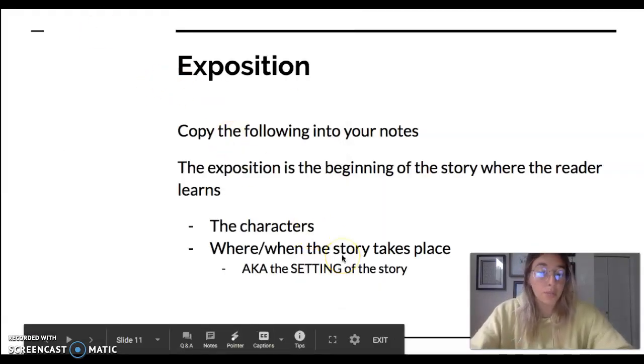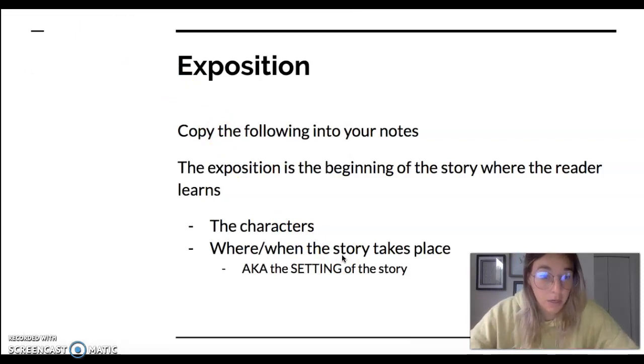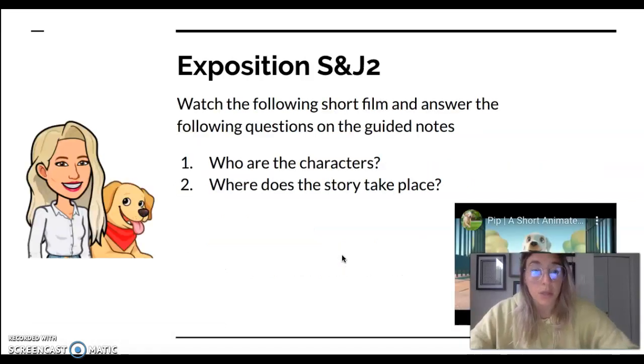Where and when the story takes place, the literary term for that would be the setting. So the setting of the story is where and when the story takes place. So now you're going to do another stop and jot using this short film right here. You're going to watch the short film and you're going to answer the following in your guided notes.